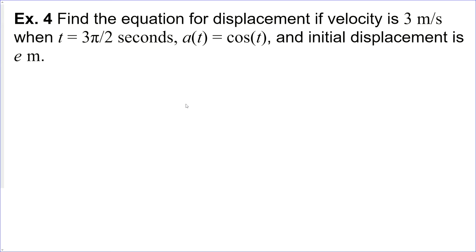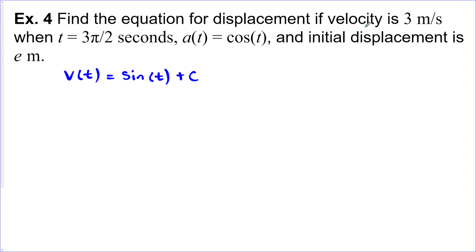We want to find the equation for displacement if the velocity is 3 meters per second when time is 3 pi over 2 seconds. The acceleration is given, it's cos t, and the initial displacement is e meters. Since we're given the acceleration equation already, we can just take the antiderivative of that to find our velocity equation. So the antiderivative of cos t would be sine t plus c.